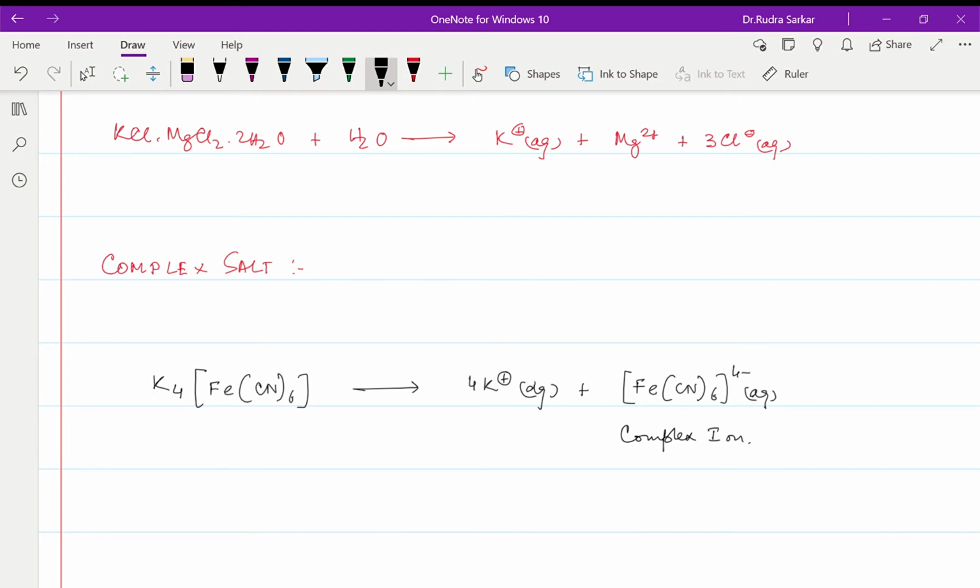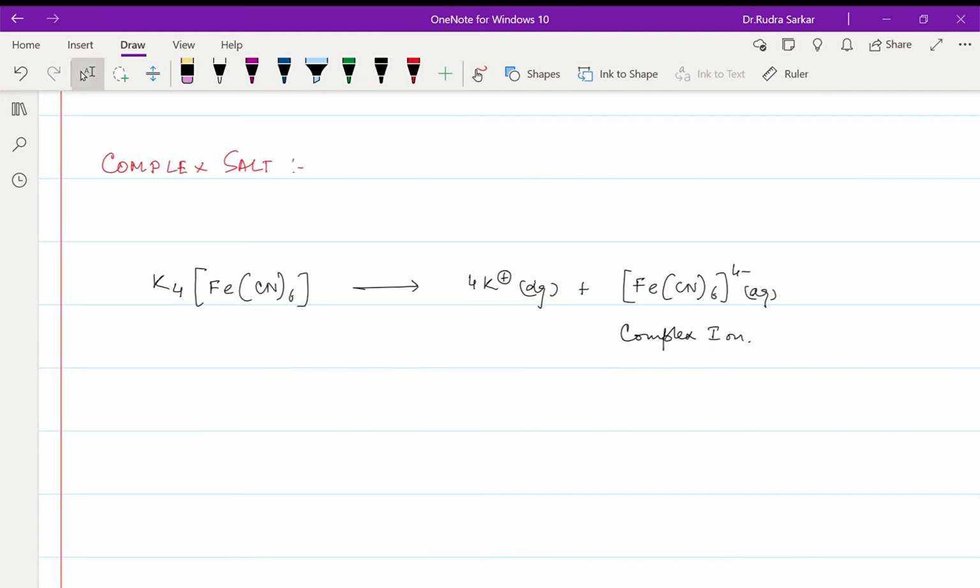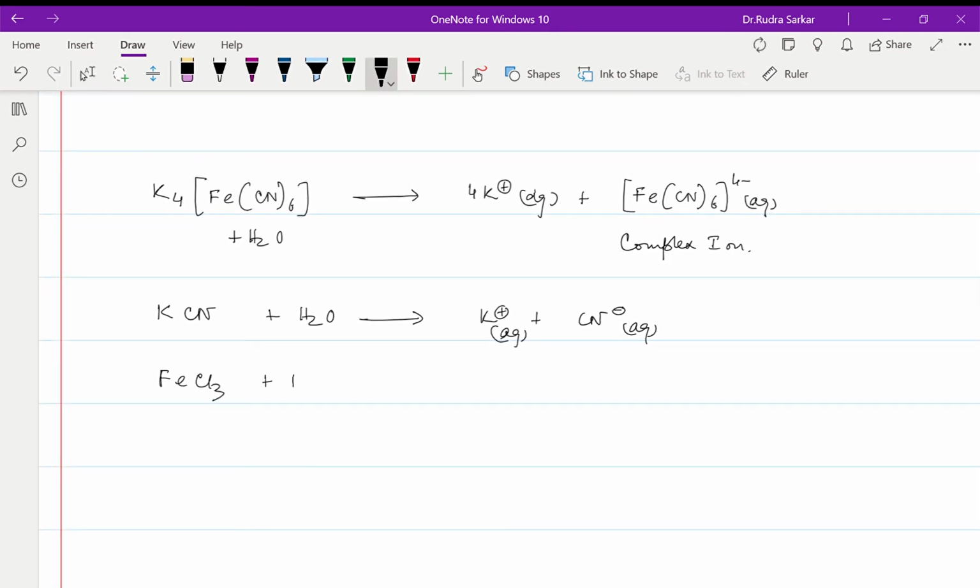Now if you try to compare, say, some KCN or some FeCl3 that you have dissolved in water, then you will find that potassium ions are there, and along with that the CN ions are released in the solution. If you do the test for both, you will get the test for potassium and for the CN ion.